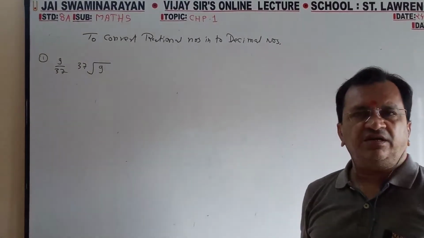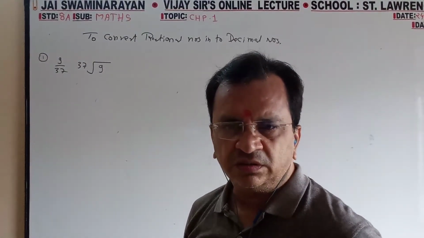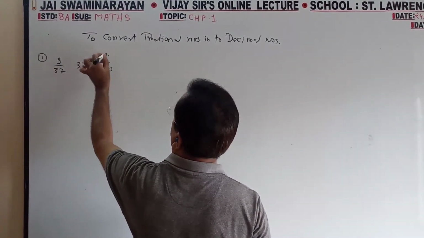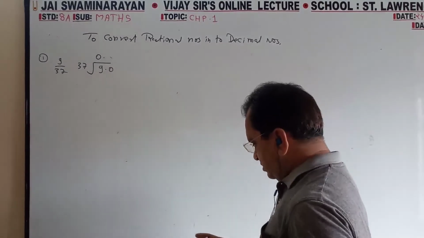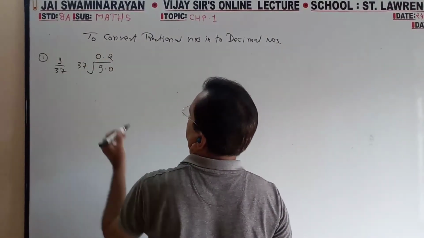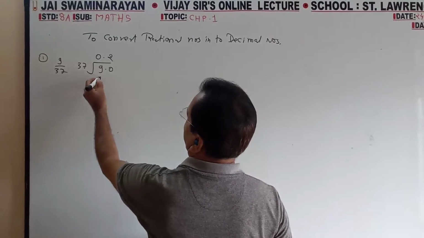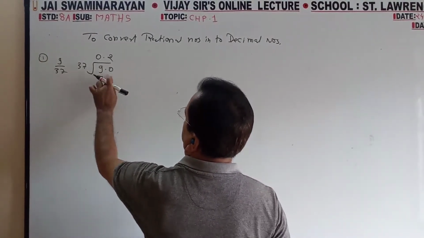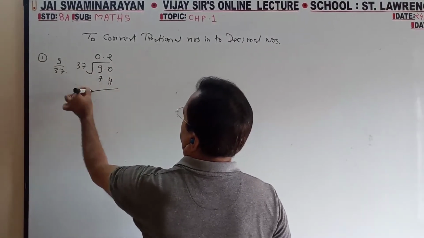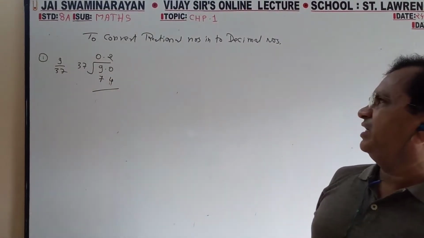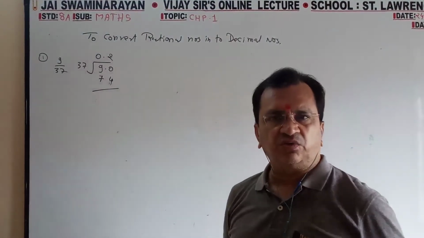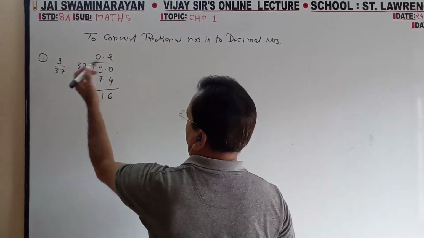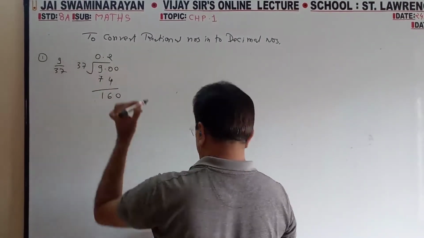Now 37 ones are 37. So point 0. Now we can do 37 twos are 74, so the remainder will be 16. Again it will not divide, so 0, 0.